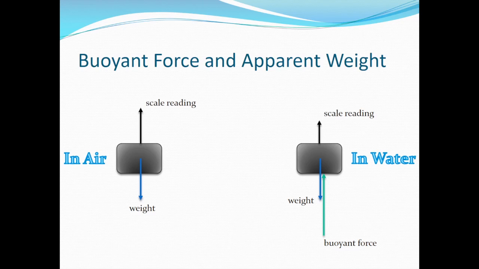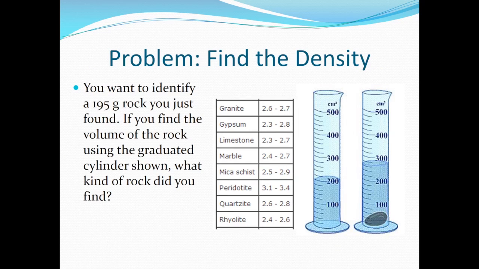The difference between the weight and the buoyant force is what the scale measures as apparent weight. Therefore, apparent weight must always be less than the actual weight. Let's use Archimedes' principle and try another problem. You want to identify a 195-gram rock you just found. If you find the volume of the rock using the graduated cylinder shown, what kind of rock did you find?